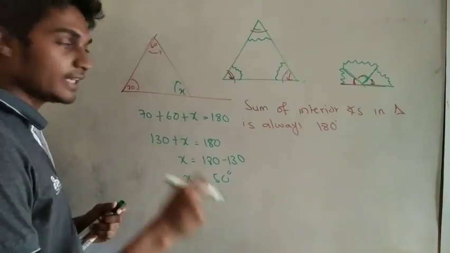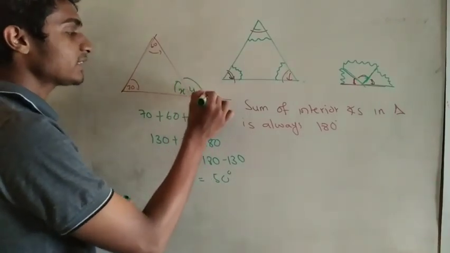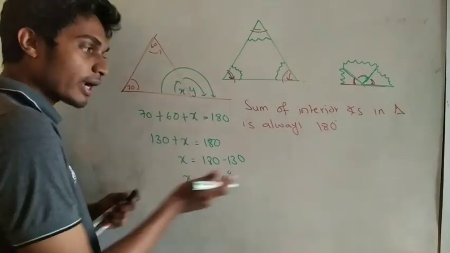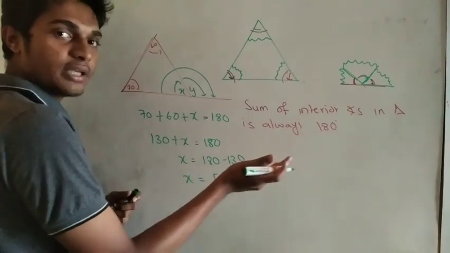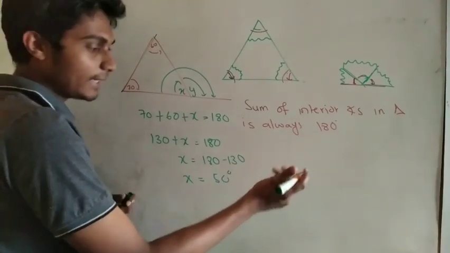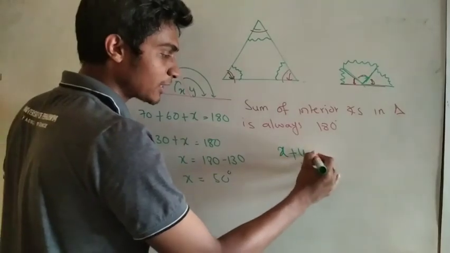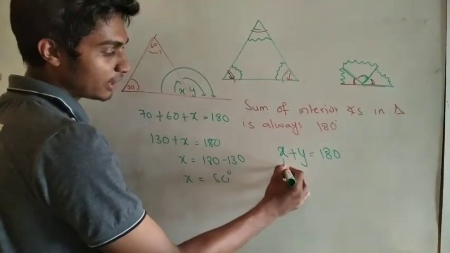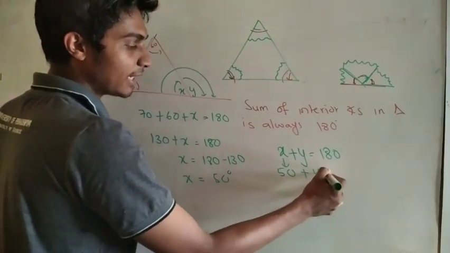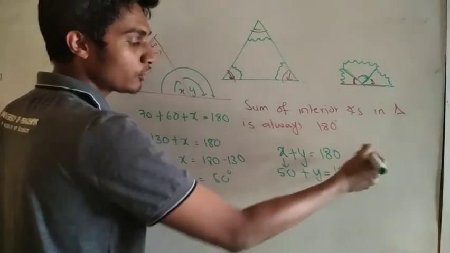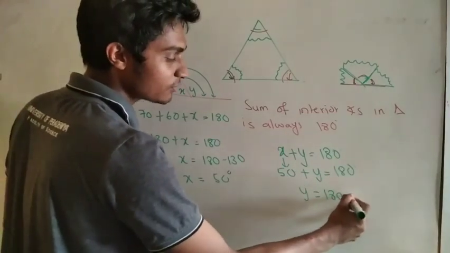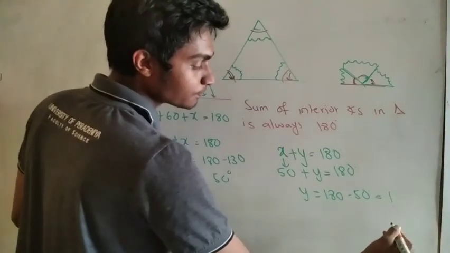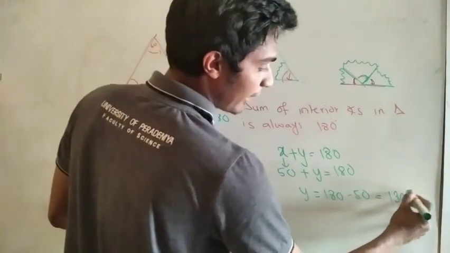If x is equal to 50 degrees, how much is this y? You know that x and y make a straight line, and a straight line always makes 180 degrees. So x plus y is 180. You know that x is 50, so substitute 50 for x: 50 plus y is 180. Take this 50 to the other side, so y is equal to 180 minus 50, which is 130.